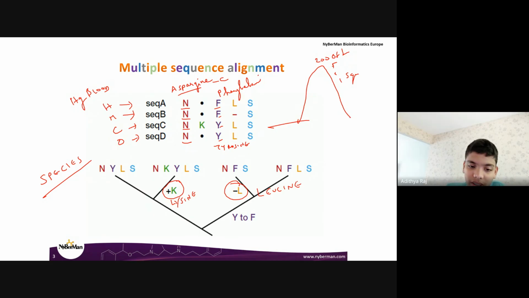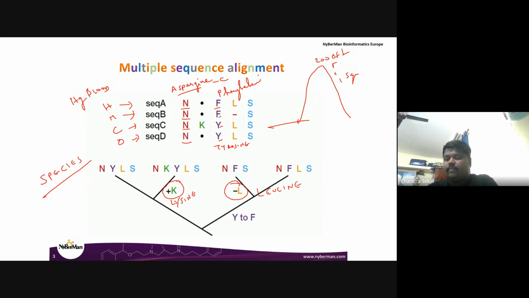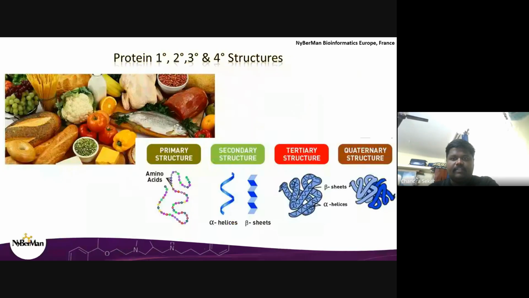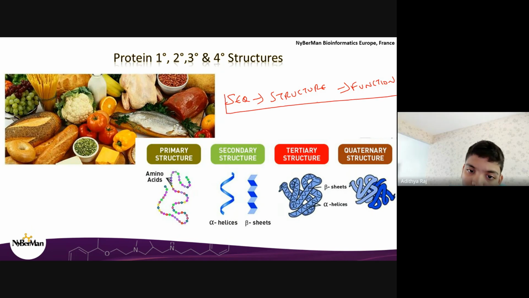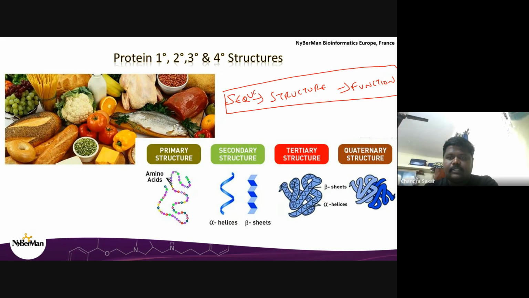Here, whenever the protein is changed, the protein will differ. So I'll say one of the important mantras. The important mantra is sequence to structure, structure to function. Can you see here what I've done? Sequence to structure, and structure to function.